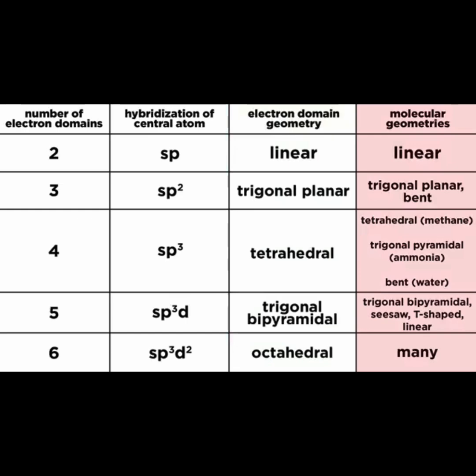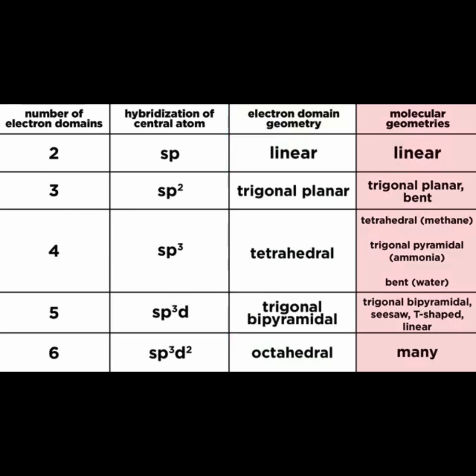sp3 is going to be tetrahedral, like methane, ammonia. Then sp3d is trigonal bipyramidal. This is going to have 120 and 90 degrees. For sp3d2, it is going to be octahedral, 90 degrees only. An example of sp3d is PCl5. An example of sp3d2 is SiF6, that's our hexafluorosilicic acid.